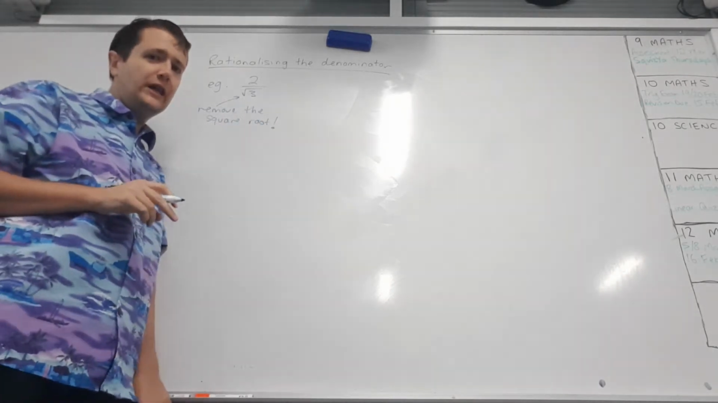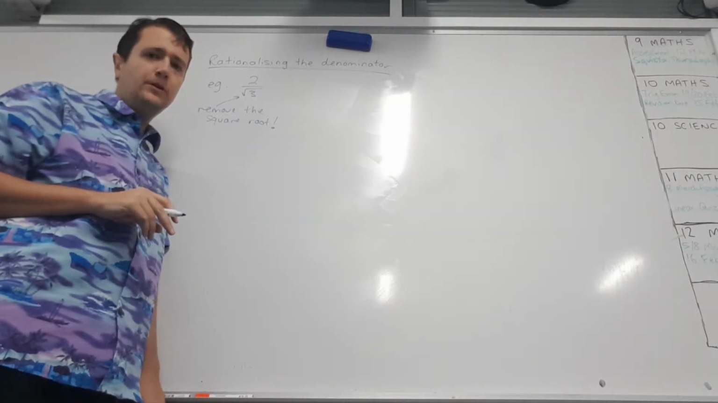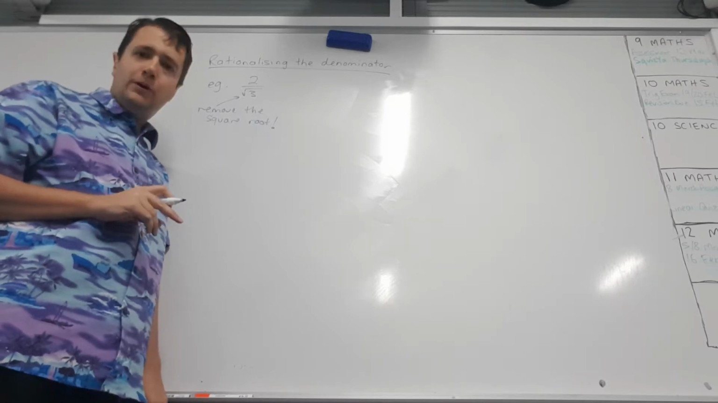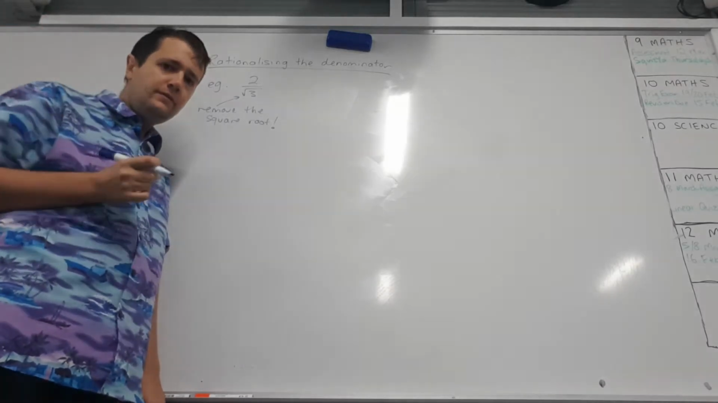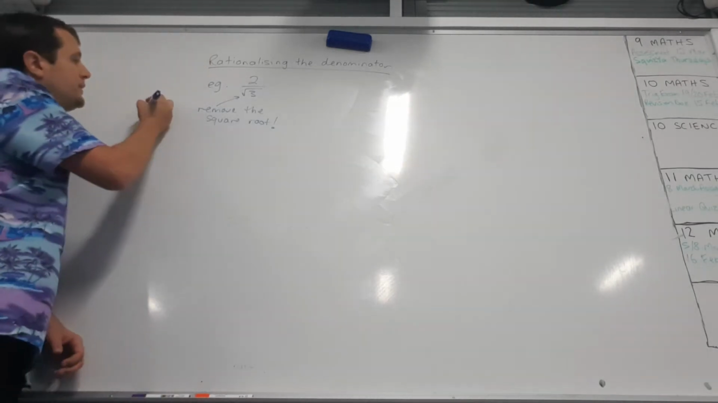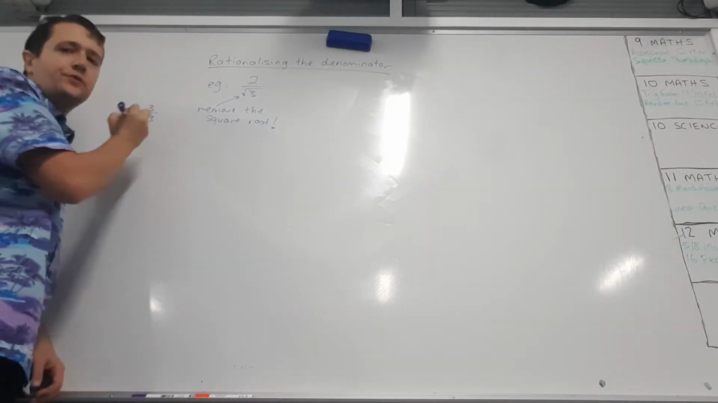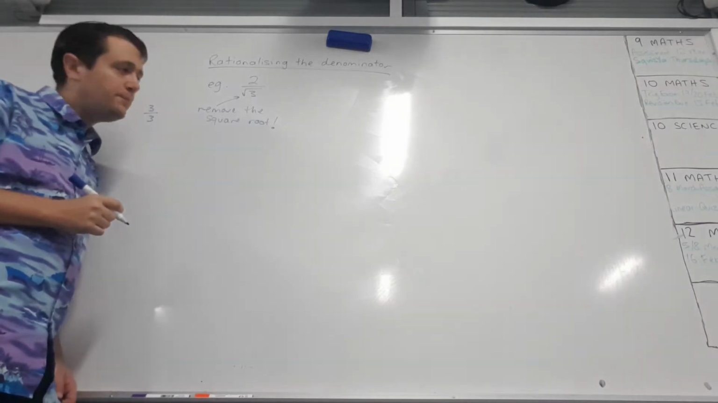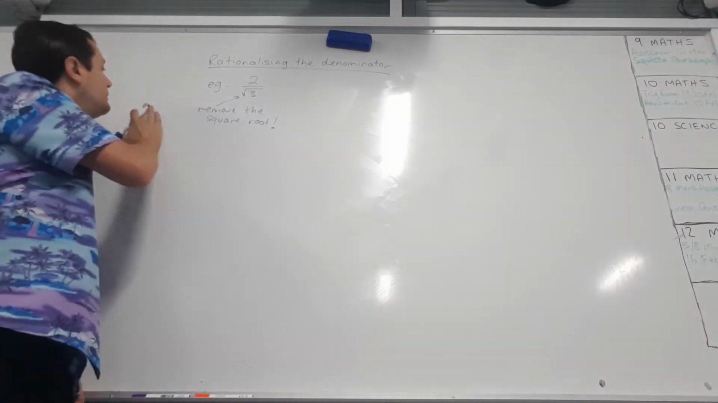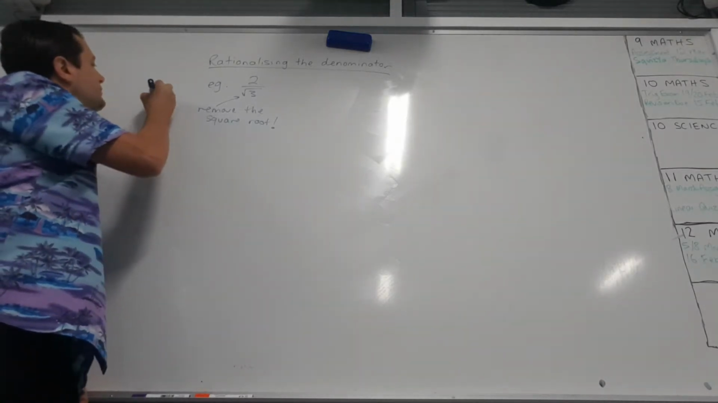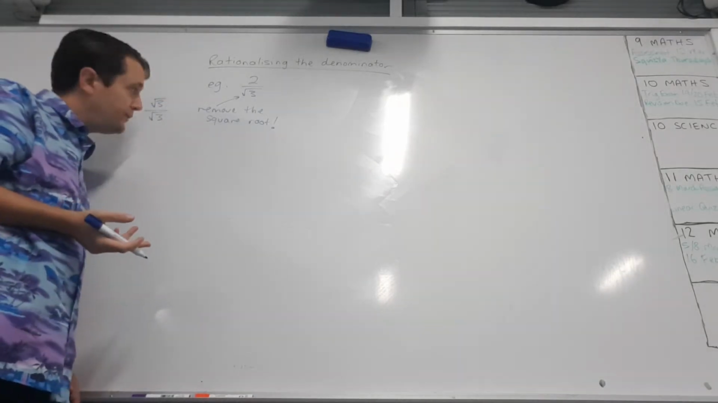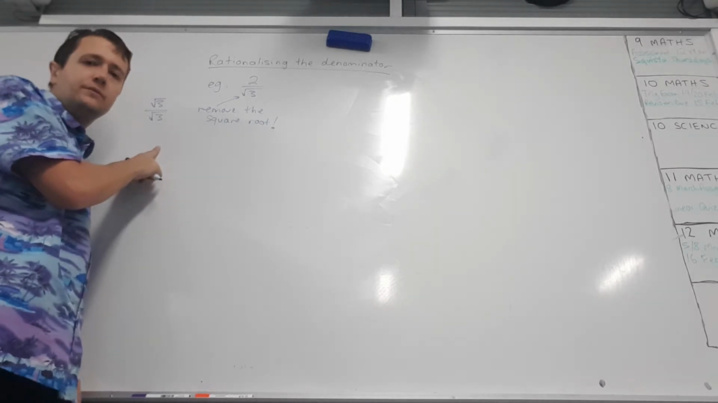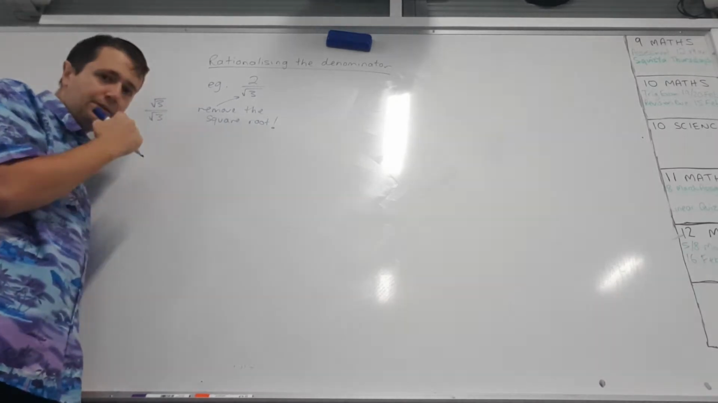Now, what we do to do that is we multiply it by 1. Because if you multiply anything by 1, you'll know that it doesn't change the value. So if I said, what's 3 divided by 3? You'd probably say 1. What if I said the square root of 3 over the square root of 3? It's still the same number divided by itself. That's equal to 1. Any number divided by itself is 1.